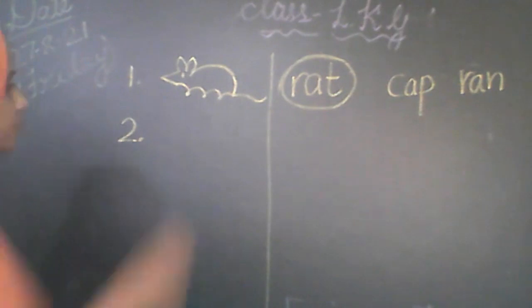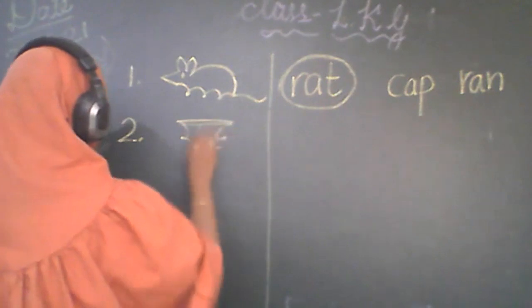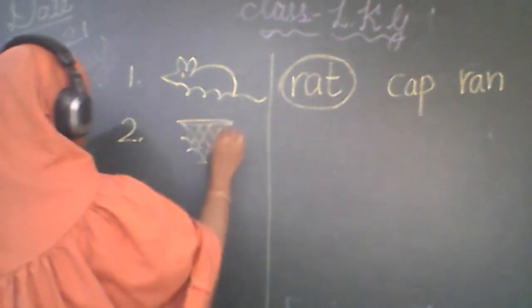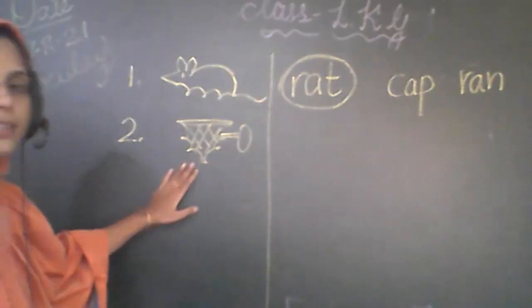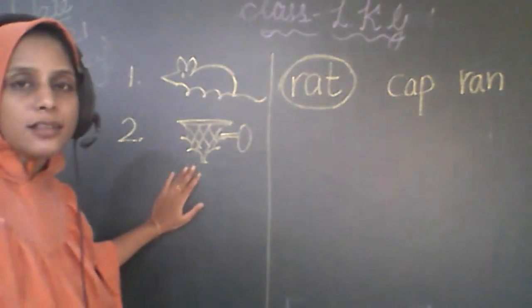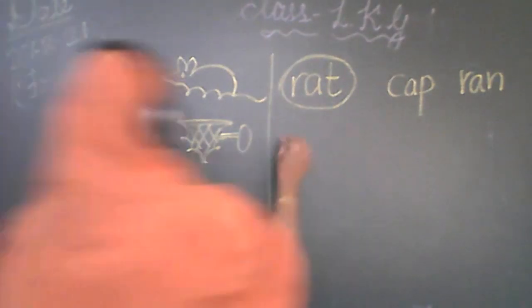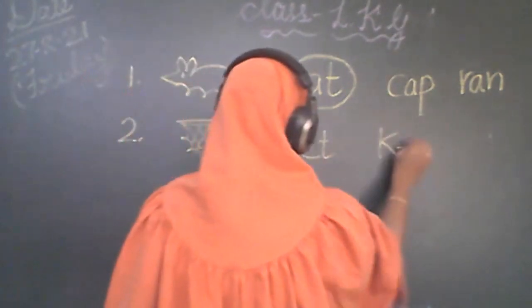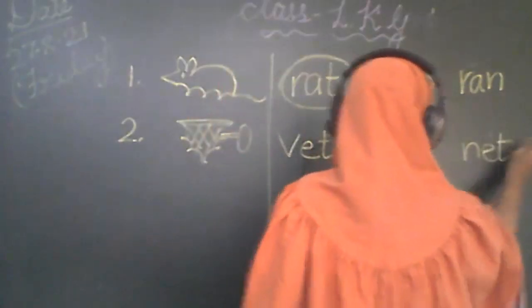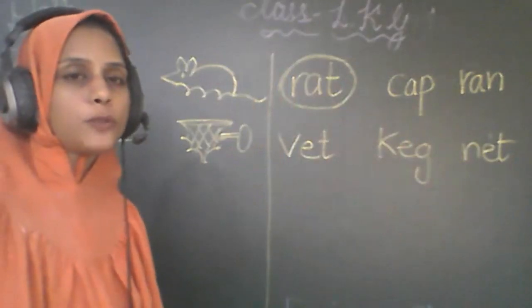Then number 2. So what is this? This is net. Net. So again, there are 3 words given. So we are going to read all the words and then find out what is the correct word for net.